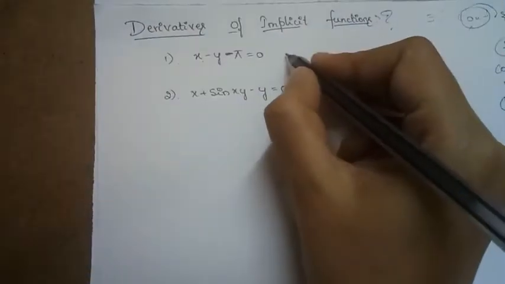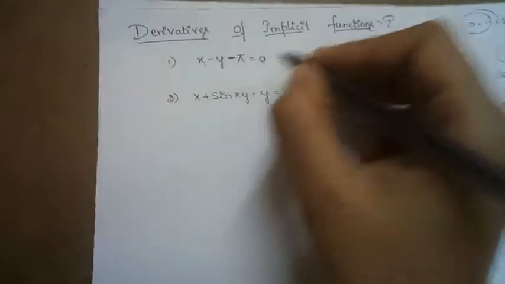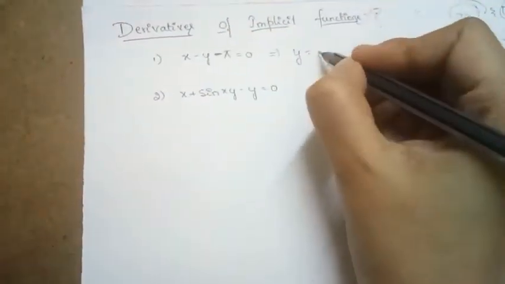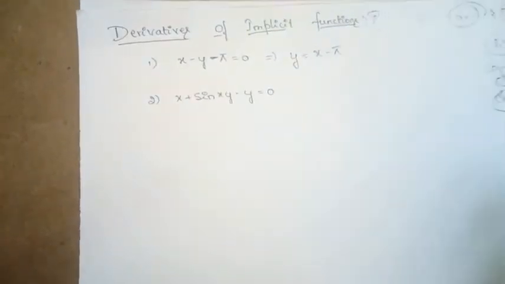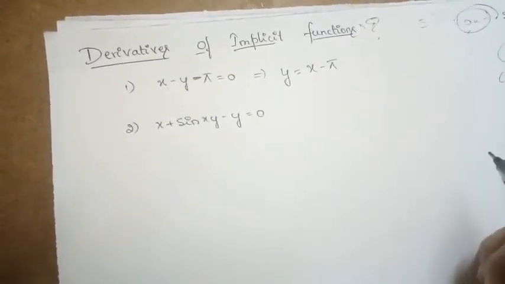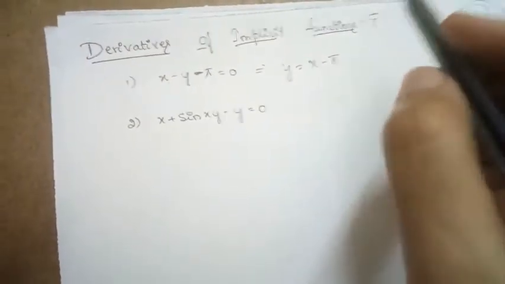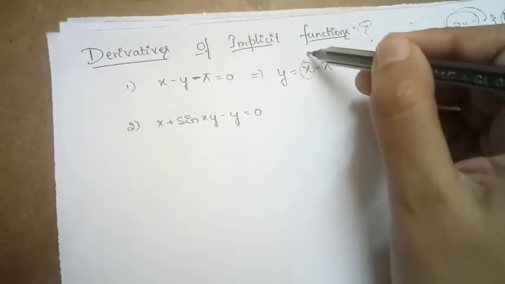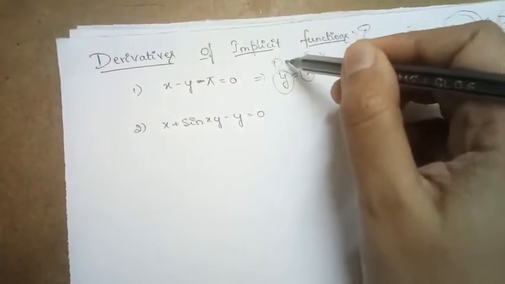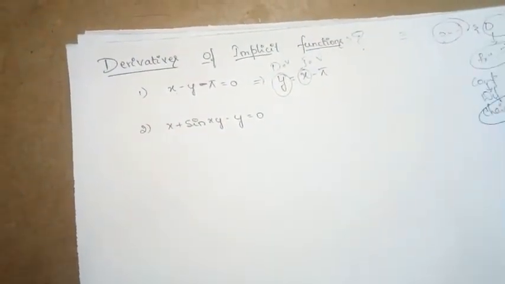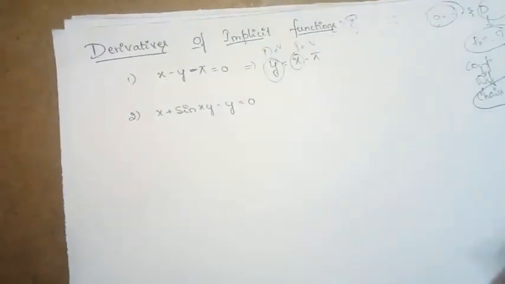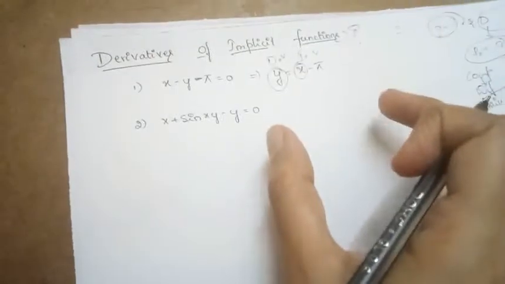Here I can rearrange equation 1 as y is equal to x minus pi, right? So I can rearrange our first equation in this manner. Clearly you can see here that x is an independent variable, and y is a dependent variable. As the value of x varies, the value of y also varies. So clearly y depends upon the values of x. So this equation can be isolated.